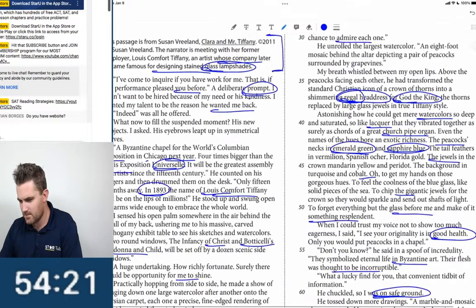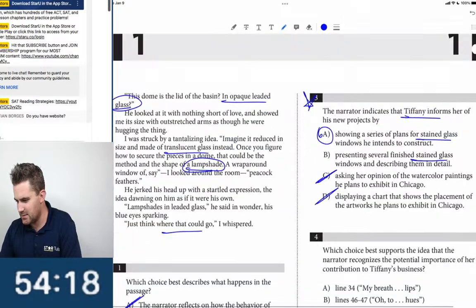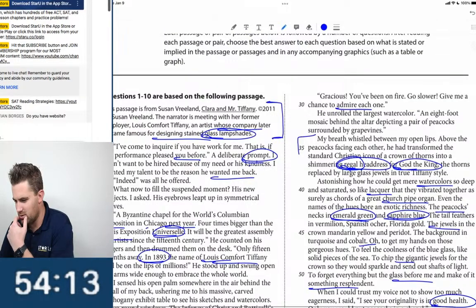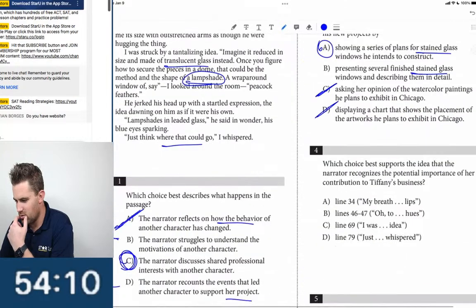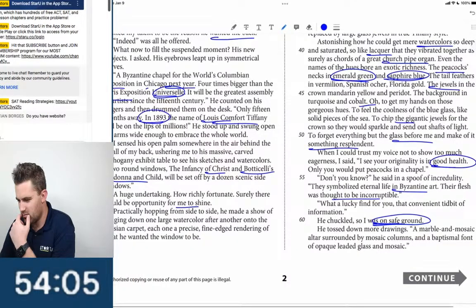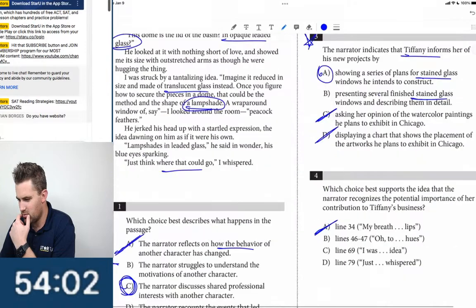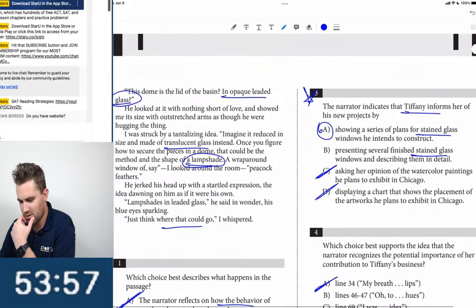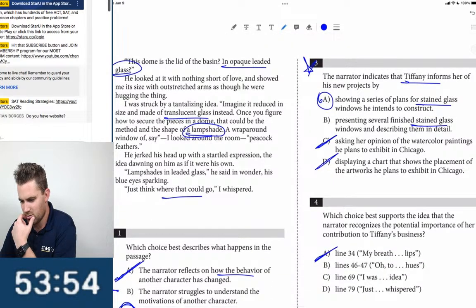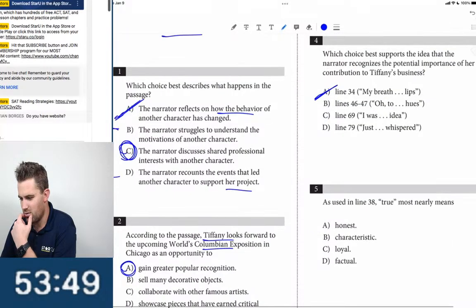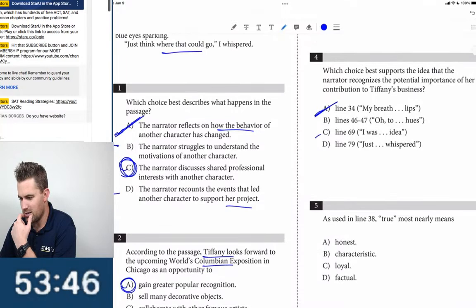This is discussing the plans, and then let's see, what are the line numbers here? 34, maybe. No, it's not 34. Lines 46 through 47. Oh, maybe 47, 69 to 79. Just think where that could go. Showing a series of plans. I think it's one of these two. I think it's D. Just think where that could go, right? Series of plans, kind of.